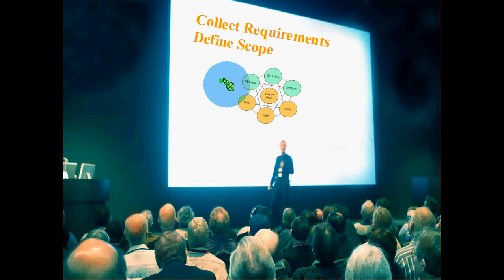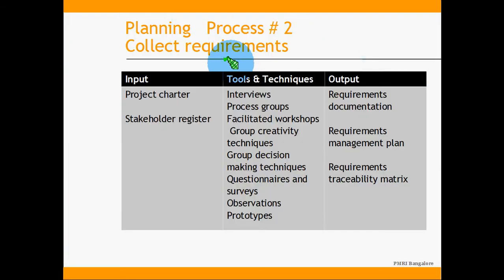In this module, we'll be talking about collecting the detailed requirements and then defining the scope. At this stage, we are still in planning. We have completed the project initiation. A project manager is appointed, and as an output of initiation, we got the project charter and a stakeholder register. And the project manager is in the process of developing a project management plan, and the next step, the second process under planning, is collect requirements.